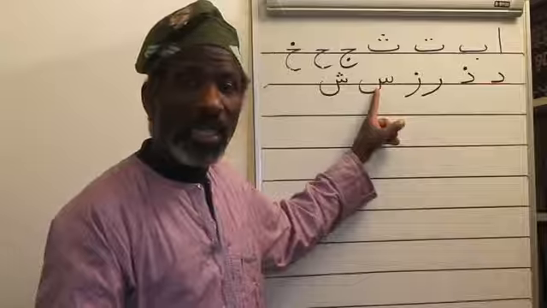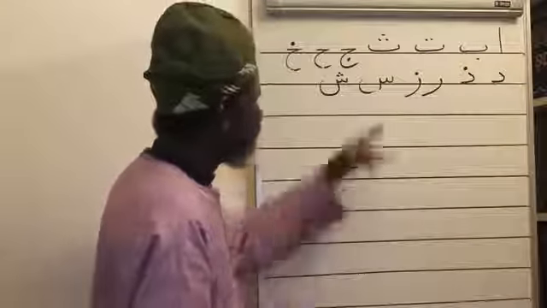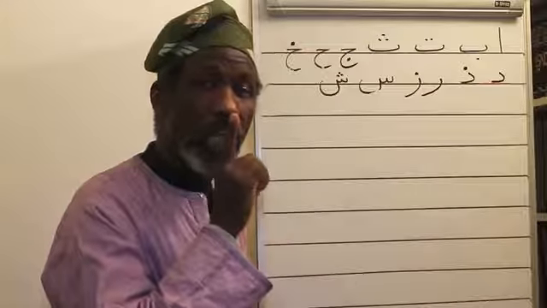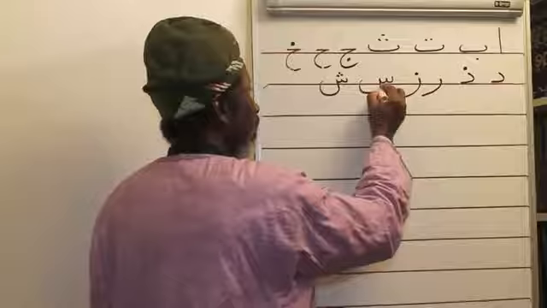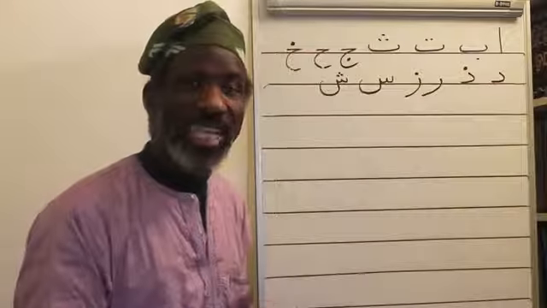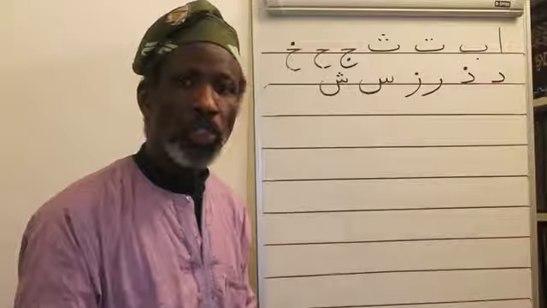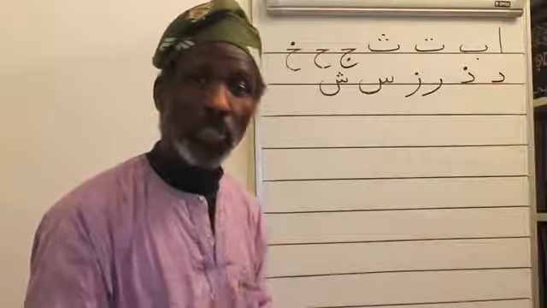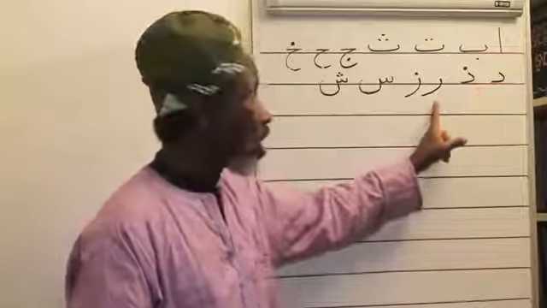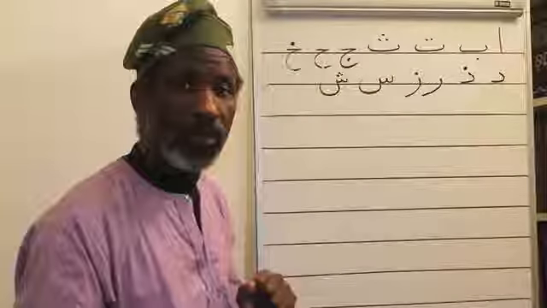Seen. I can see. Seen is to believe. Seen. The second one, sheen. So seen, sheen. Look at the movement. Seen, sheen. Dal, val, ra, za or zain, sin, shin.